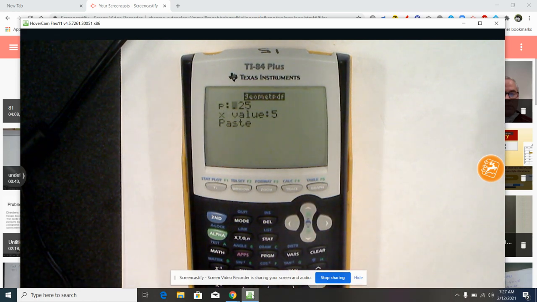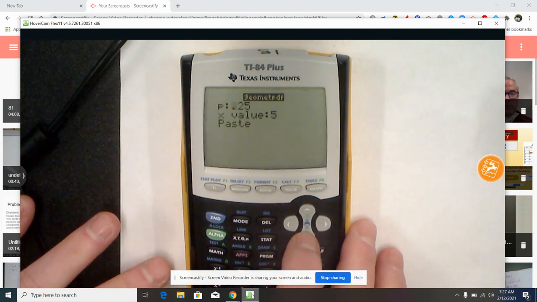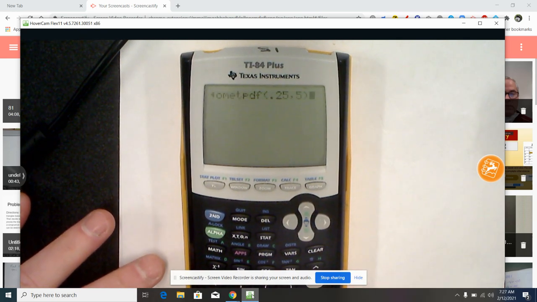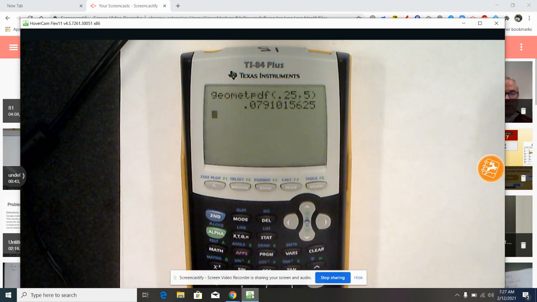So our probability is 1 in 4, right? And 1 divided by 4 is 0.25. And it's a PDF. Make sure you make note of that. And the X value is 5. And so then we paste. And the answer is 0.0791. They don't have an answer up there. It's a multiple choice question. They just give you possibilities to choose from, which leads me to the other way of doing this.